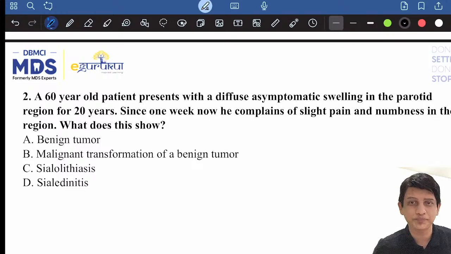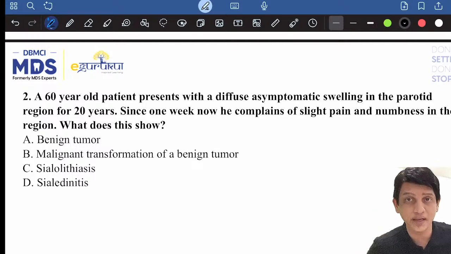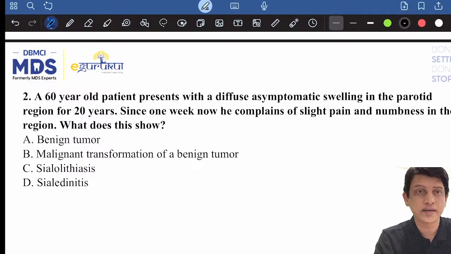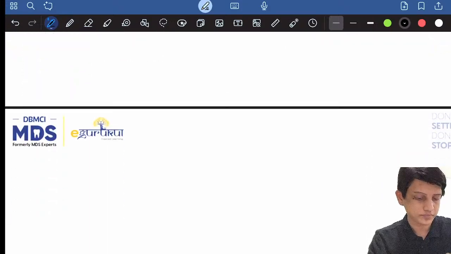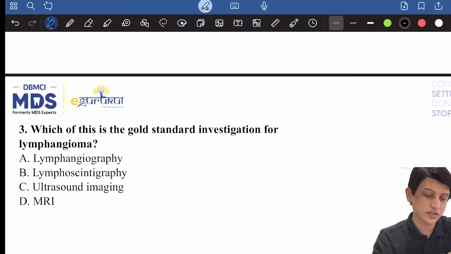A benign tumor was there for 20 years asymptomatically. Suddenly, since 1 week, why would they have pain and numbness in a benign swelling? And sialolithiasis and sialadenitis are not possible for 20 years like that. So its answer is very straightforward, it is B. Next question is, which of these is the gold standard investigation for lymphangioma?